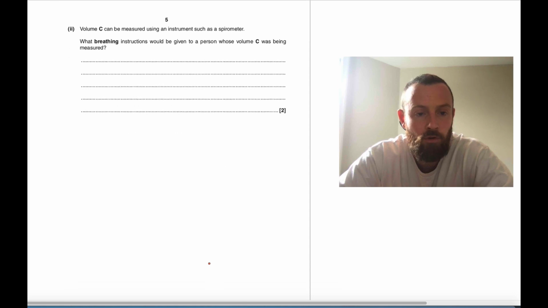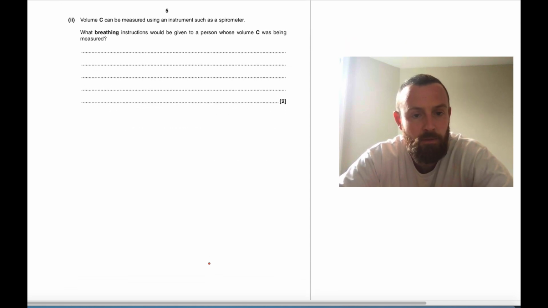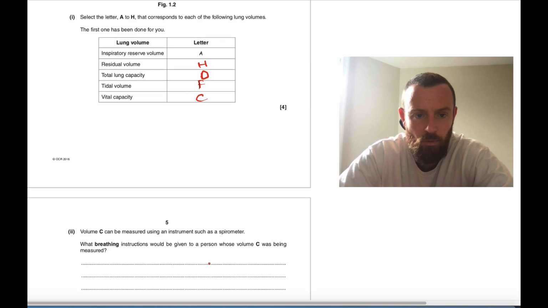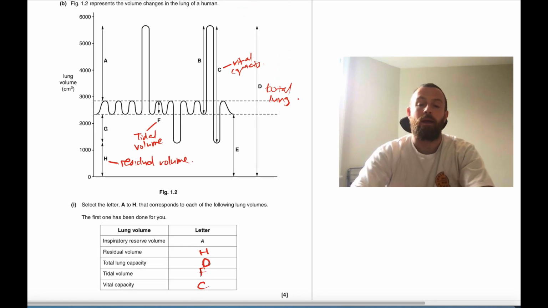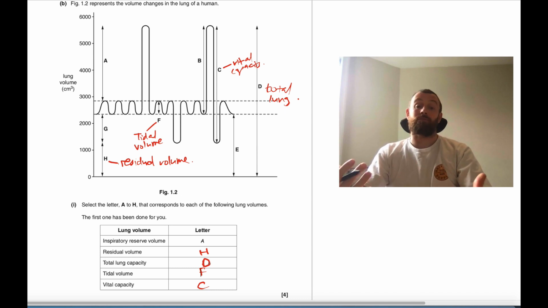Okay, on to 2. Volume C can be measured using an instrument such as a spirometer. What breathing instructions would be given to a person whose volume C was being measured? All right, let's just go back up here because I can't remember which one C is. Okay, vital capacity. So vital capacity is from a maximum inhale to a maximum exhale.